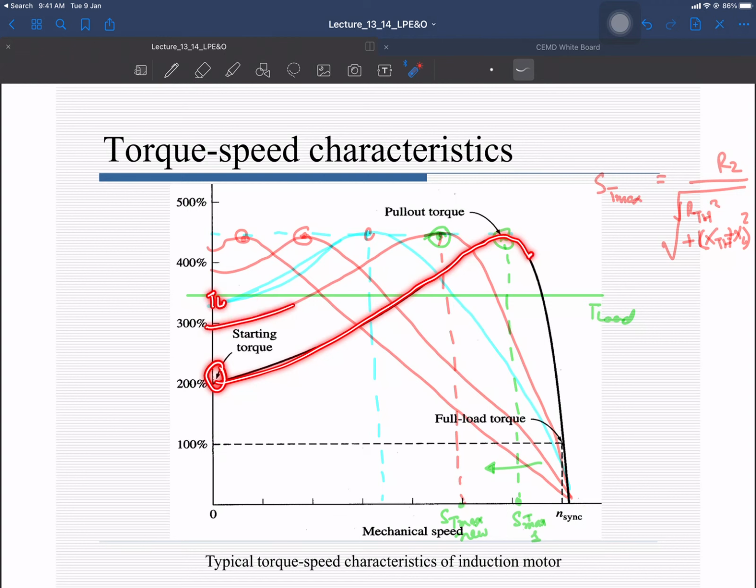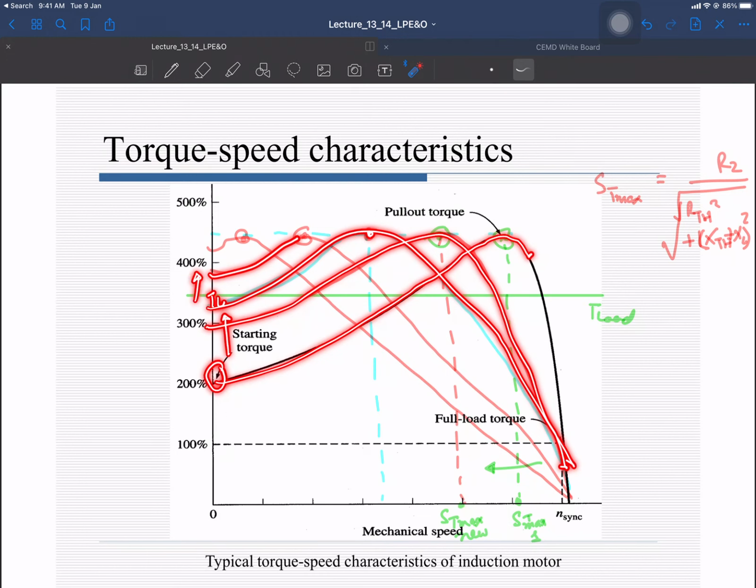If I increase R2, the new torque speed curve is this one, starting torque is increased, but still not sufficient. If I further increase R2, starting torque is increased, but not sufficient. Now further increase R2, starting torque is higher than the low torque. Your machine will start. And this is the point of equilibrium at which it can be operated. This is the point of equilibrium. So your machine will be operating at this speed.